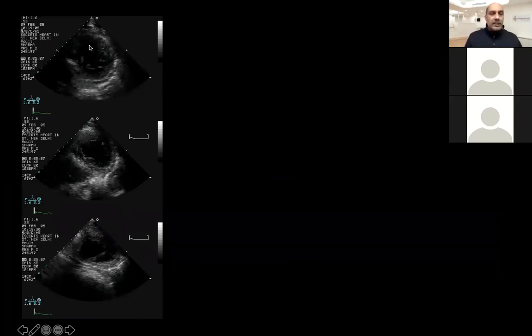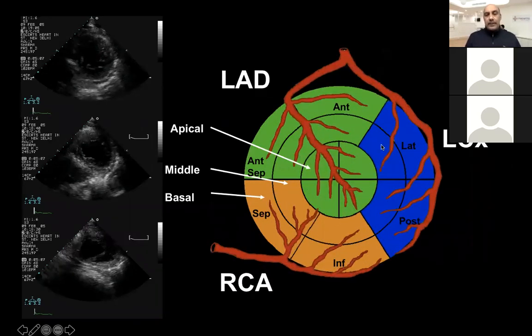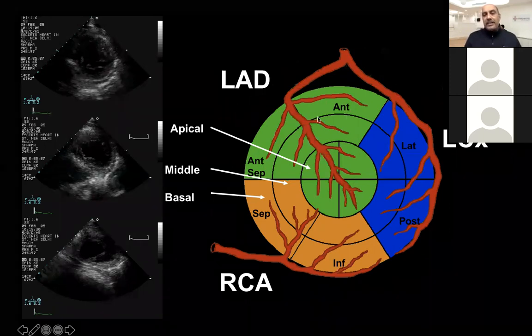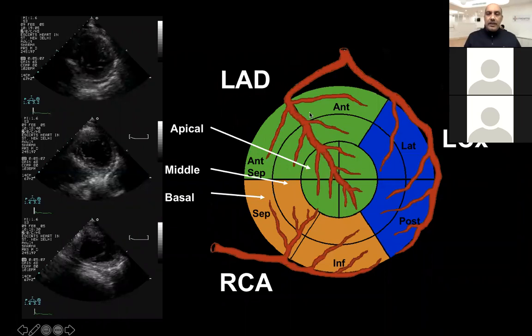If we look at six segments plus six segments plus four segments, we can have a bullseye plot drawn by these things. And if you look at the LAD, it runs through the AV groove from the anterior portion winding around the apex. So all these segments supplied by the LAD: basal anterior, basal anterior septum, mid anterior septum, and all the four segments at the apex are supplied by the LAD.